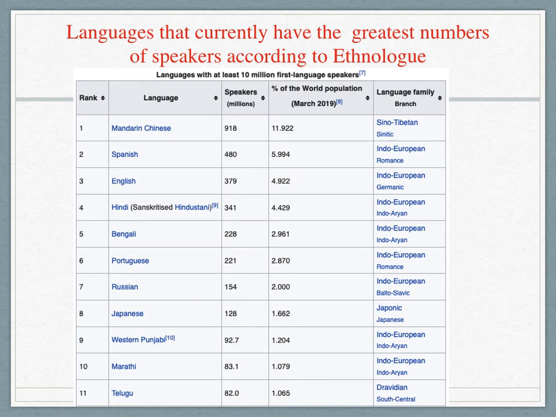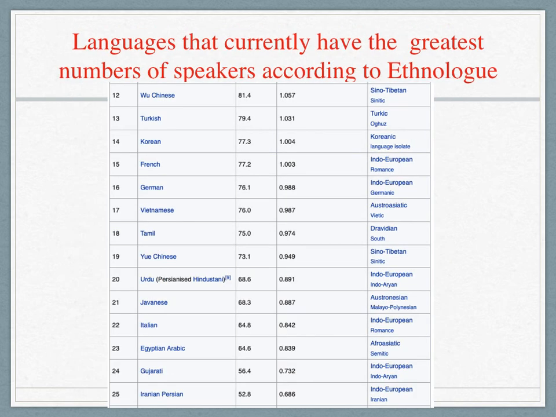And then you see the rest on that slide. Let's see. Western Punjabi, also Indian. Marathi and Telugu, I'm sure I'm saying those badly, are also Indian languages. And then rounding out our top 25, we have another Chinese language called Wu. Turkish, Korean, French, German, Vietnamese. Tamil is another Indian language, another Chinese language. And then we only get to things like Italian, one of the Arabics, until we're at 22, 23.